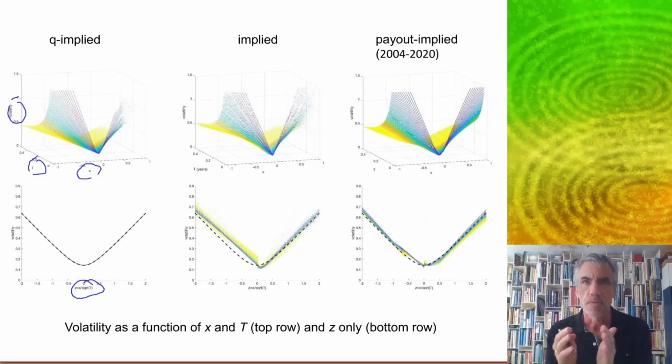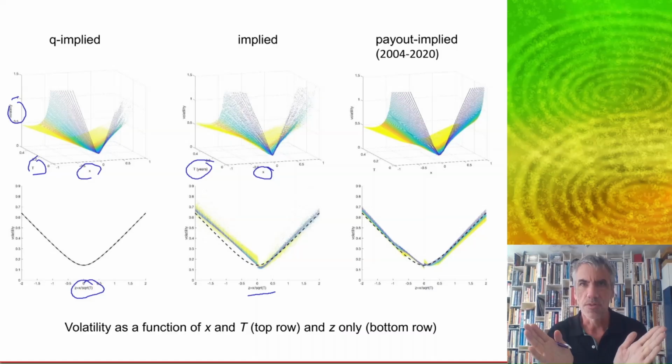Interestingly, if we do an implied volatility surface using actual data for what traders are paying, we get something that looks very similar, again when we plot it in the conventional way as a function of x and t. When we plot it as a function of z, we get something that looks a lot like the quantum model, but it's not exactly the same. There are some differences there, but the overall scaling, the overall shape, is very close.